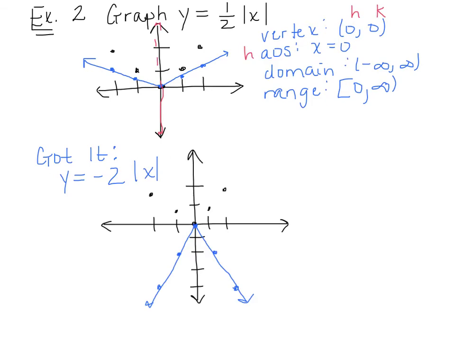Okay, this is how the graph looks. I didn't do the characteristics because I want to go over these with you together. I mean, if you did it, that's wonderful. Okay, the negative reflects over the x-axis, which will make your V upside down. The 2 is still a vertical stretch, so all your y values got multiplied by 2.